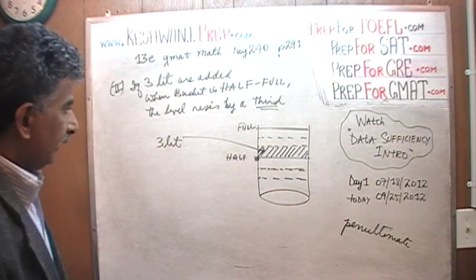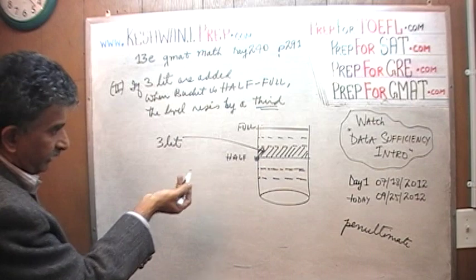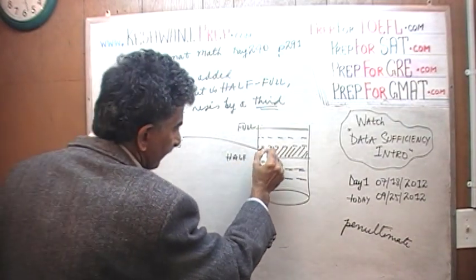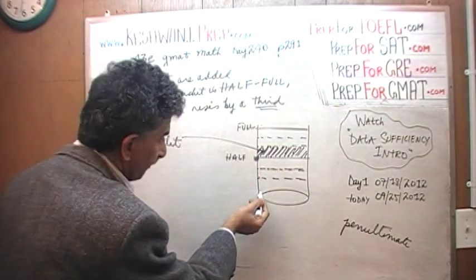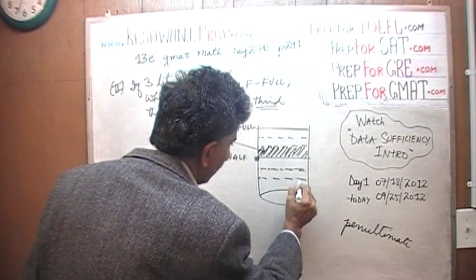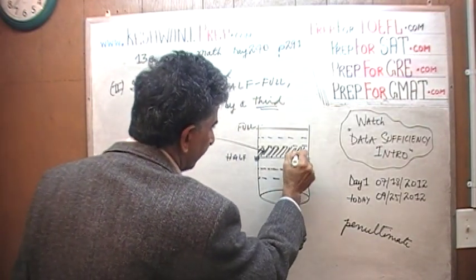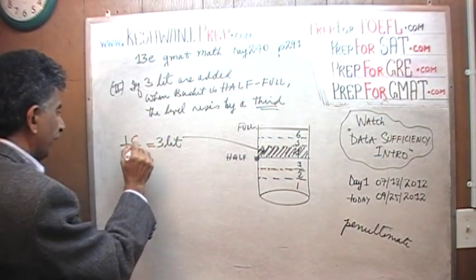What we gather, we can actually do it just by looking at the pictures here. The 3 liters must represent what? What is this thing as a fraction of the whole thing? It's not a third of the bucket, because the whole bucket is being broken up into 6 parts. 1, 2, 3. These are the 3 thirds in the bottom half, and then 4, 5, and 6. So 3 liters represents a sixth of the capacity.